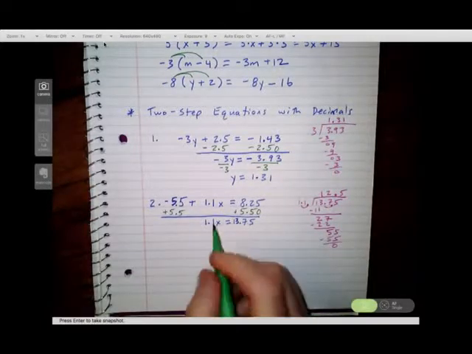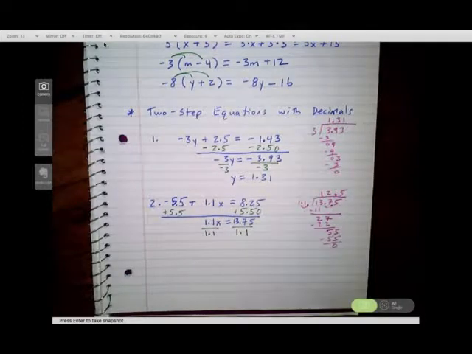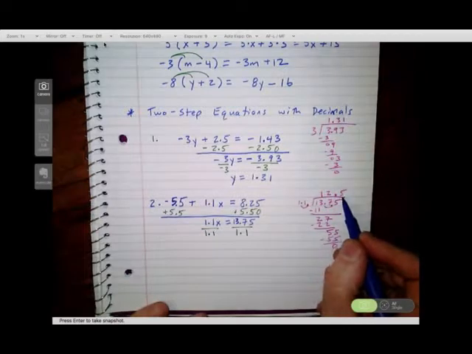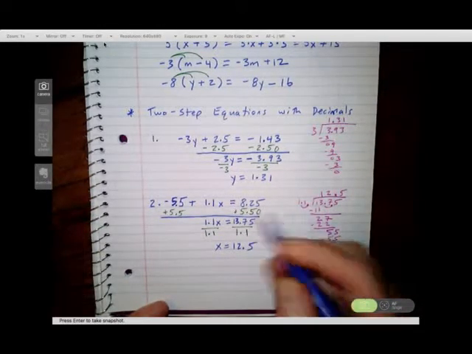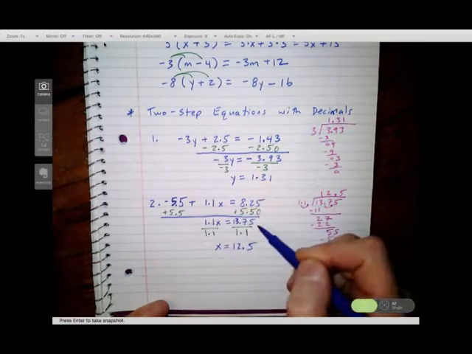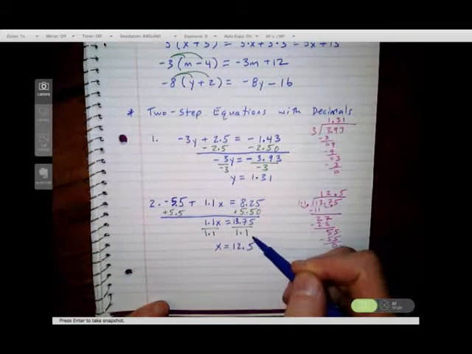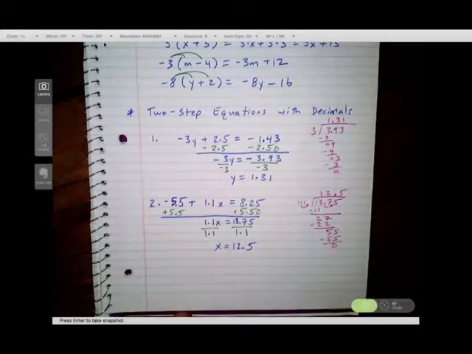I guess I forgot to write dividing by 1.1 here. So I divided both sides by 1.1, and doing that, I got 12.5 as my answer. So add 5.5 to both sides to cancel that out. Then you get to here, and then you solve that by dividing both sides by 1.1. Do a little work on the side, and you get 12.5.